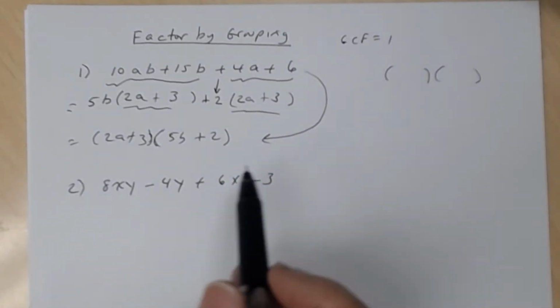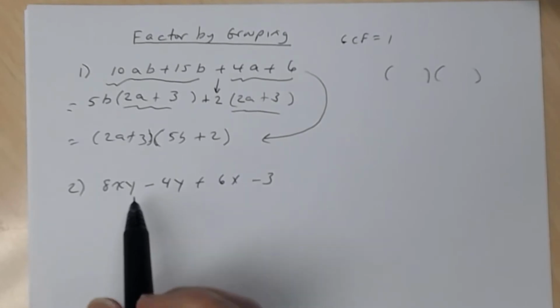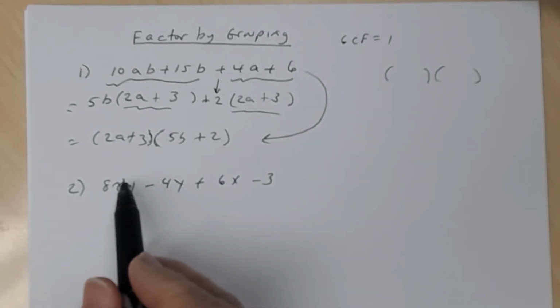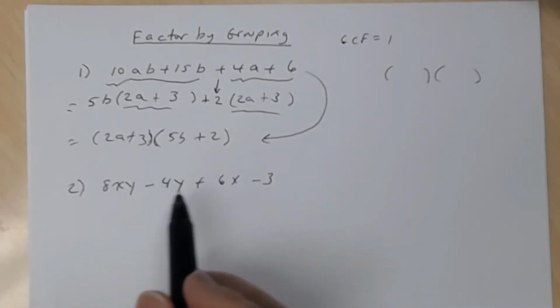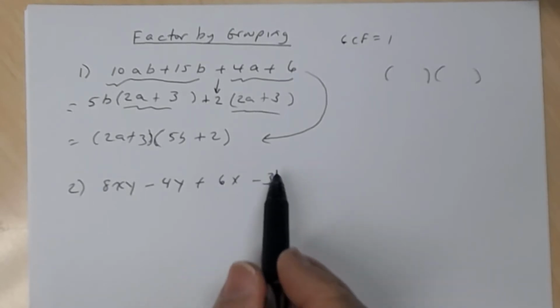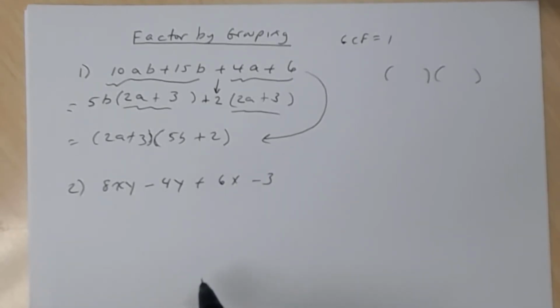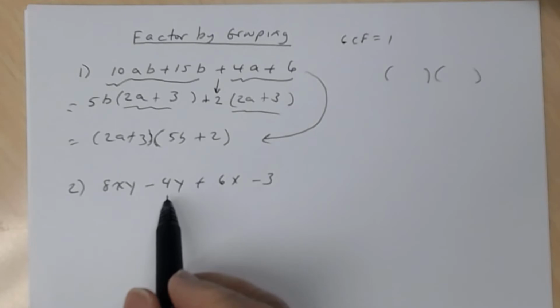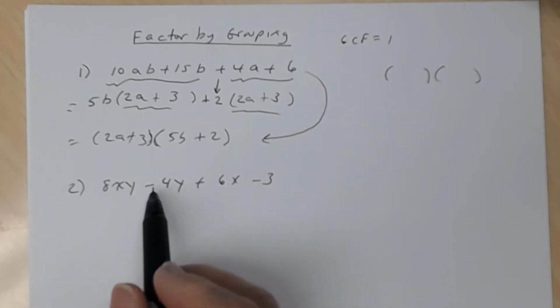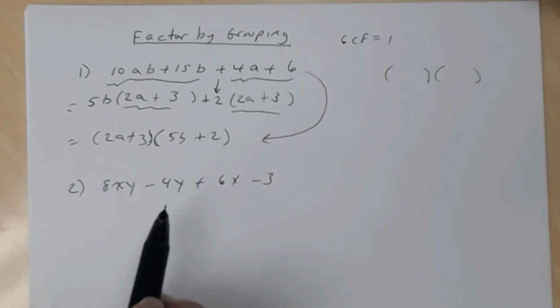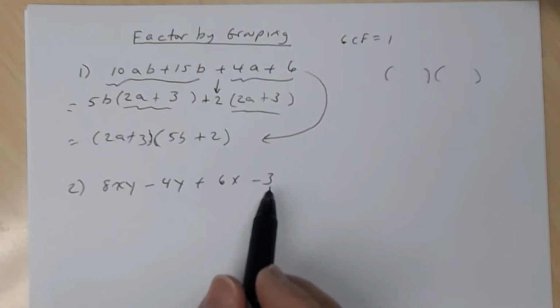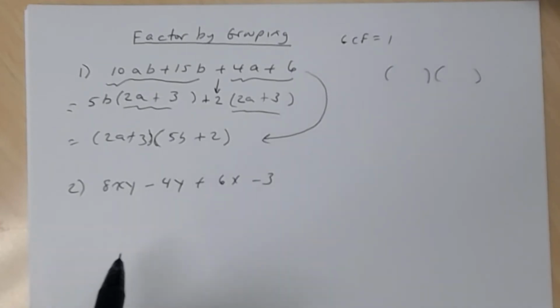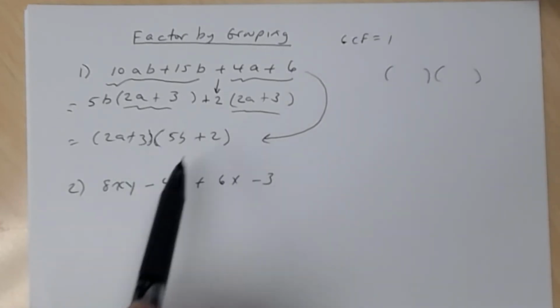All right, so I have 4 terms. You need to recognize your terms. My terms are 8xy, a negative 4y, a positive 6x, and a negative 3. Those are my 4 terms. So don't say the second term's a 4y because it's not. It's a negative 4y. You've got to get the sign. And the last term is a negative 3, not a 3, but a negative 3.